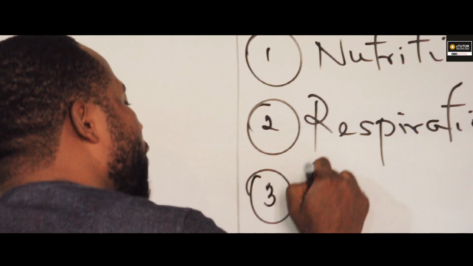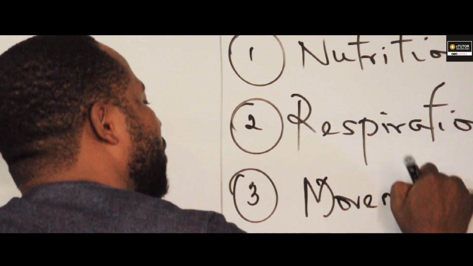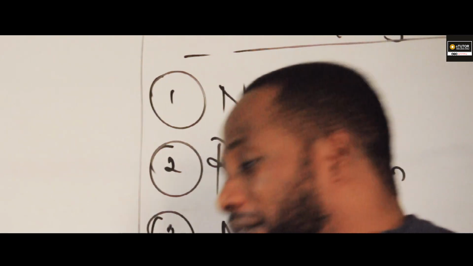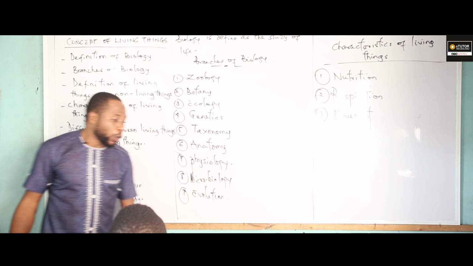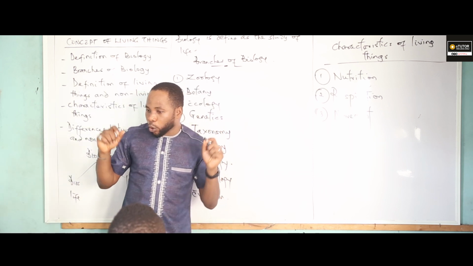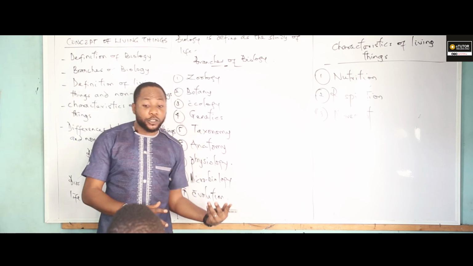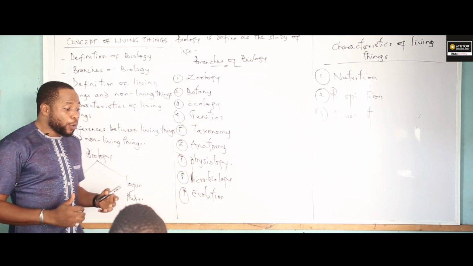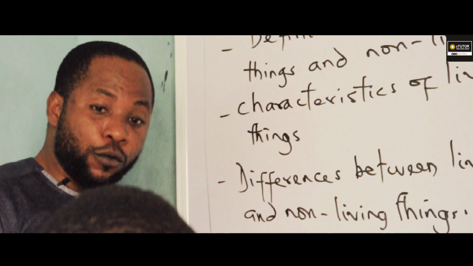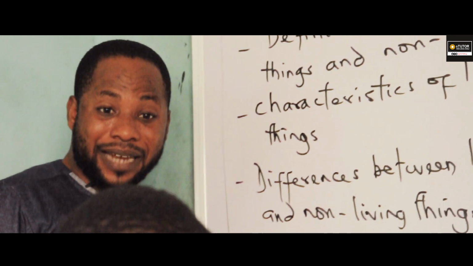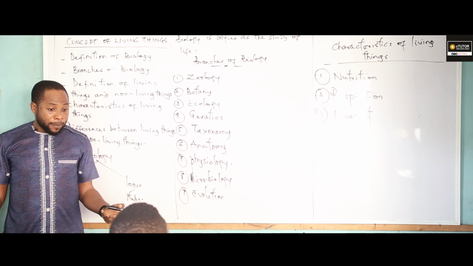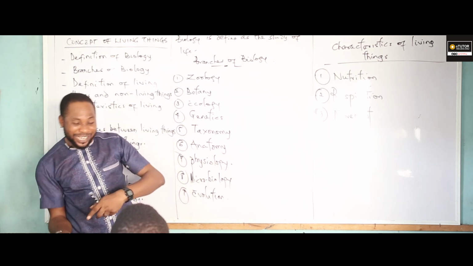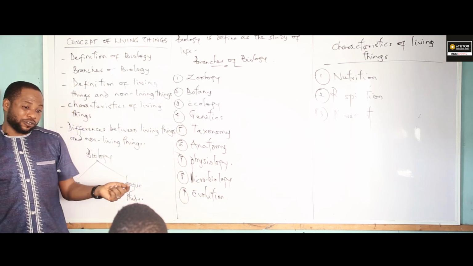Number 3, we have movement. Now, movement simply means the ability of an organism to move part of its body or all of its body from one place to another. There are some living organisms that cannot move all of their body. For instance, plants don't move from one place to another. They don't locomote. But animals can move from one place to another, either to run away from danger, to respond to stimulus, to search for food or mate, and so on. But plants only move part of their body in responding to either internal or external stimulus.